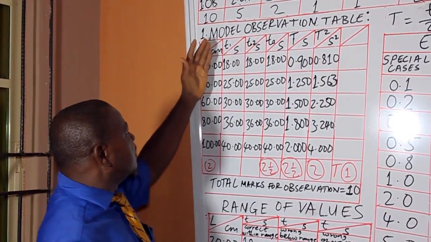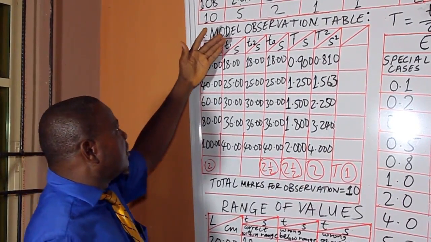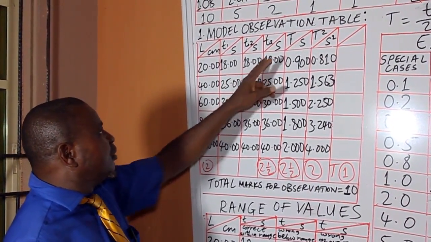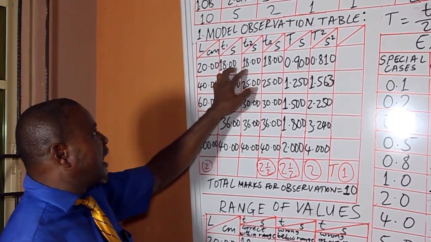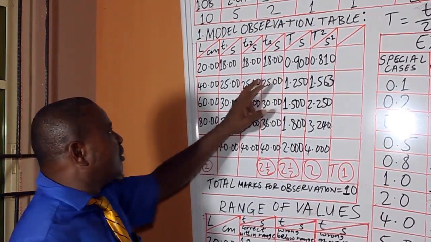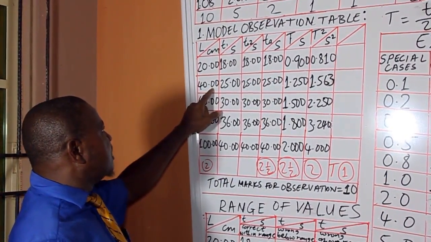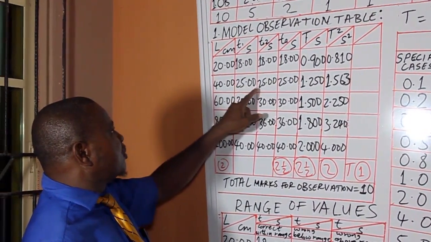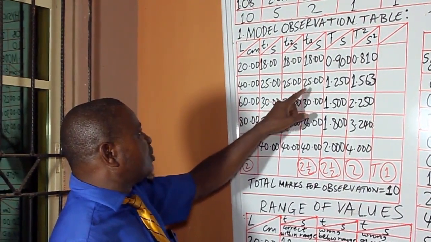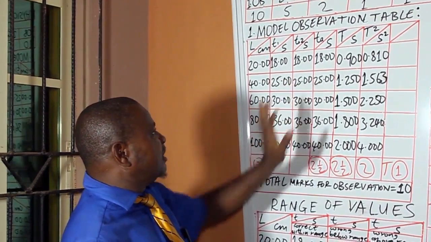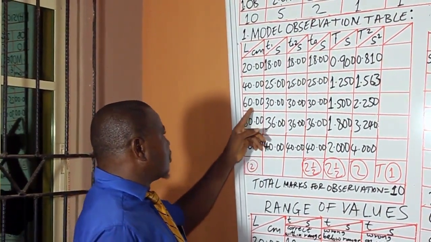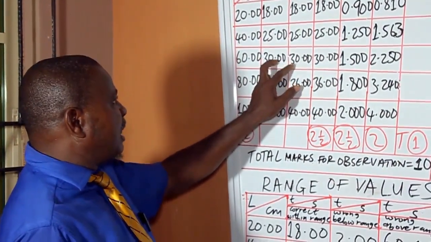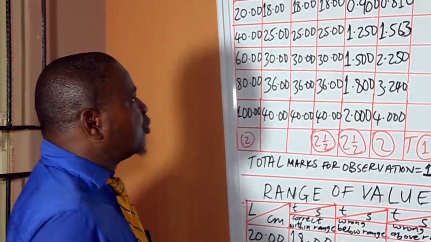Not only that, when you take the time, for the first time, the time is 18 seconds, second time 18 seconds. You add the 2 together and divide it by 2, you get 18. Followed by length of 40 centimeters. You are going to get time of 25.00 and for the second one 25.00. You add them together and divide it by 2. On the length of 60, 30.00, 30.00, add together and divide by 2, and so on and so forth.